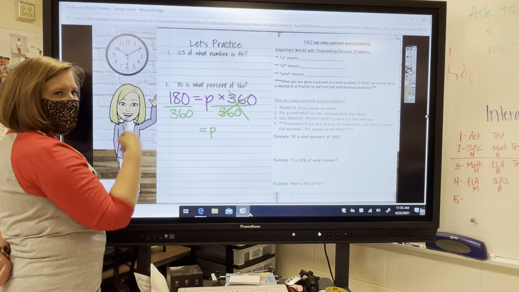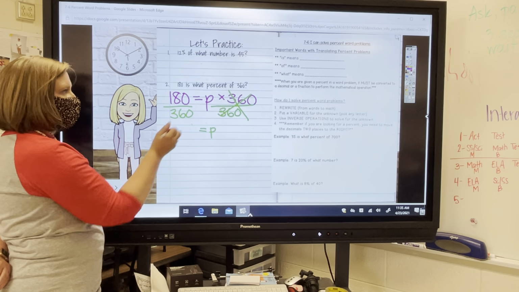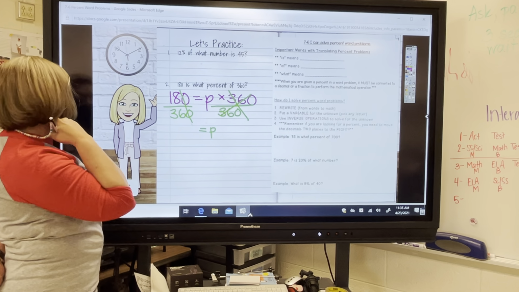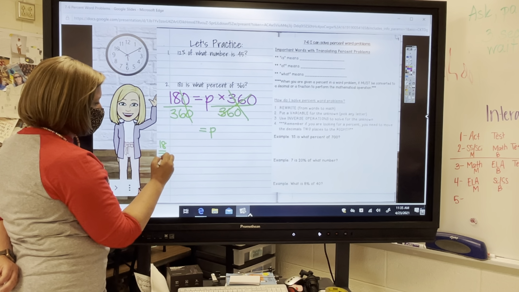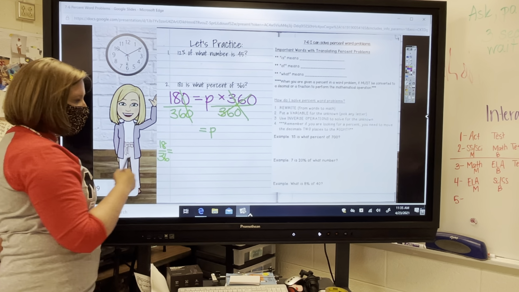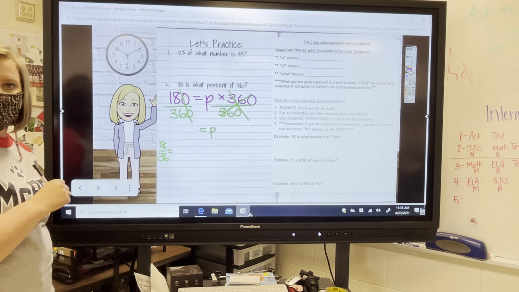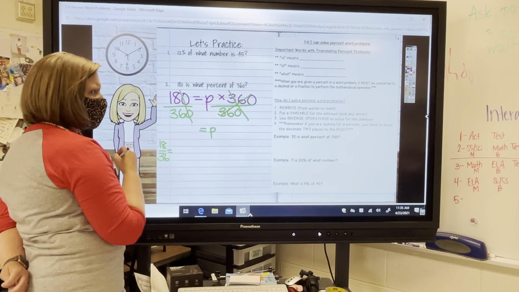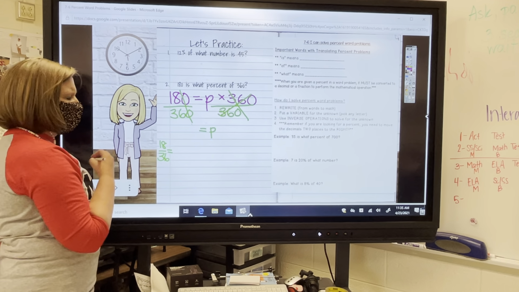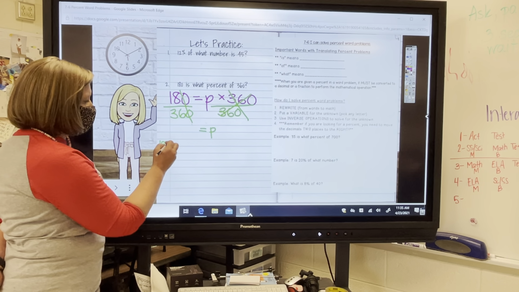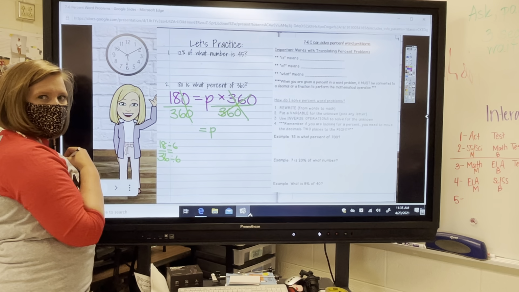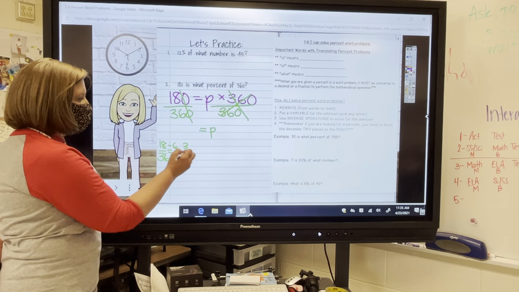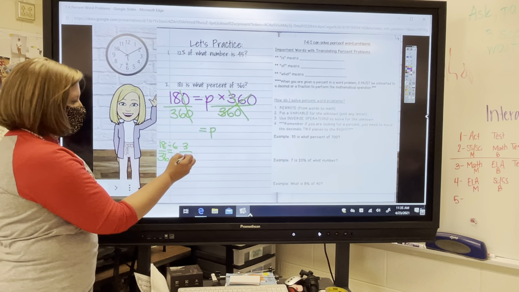What can I automatically mark off over here? So I have 18 over 36. What can I divide 18 and 36 by? Let's go higher than 2. 6. 18 divided by 6 is 3. 36 divided by 6 is 6.